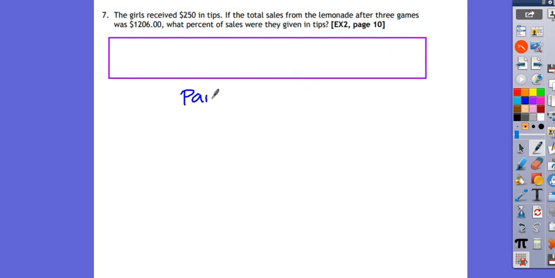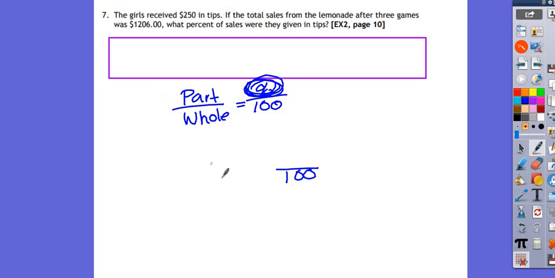So whenever I have my part over whole equals a percent over 100, they clearly say I'm looking for a percent, so I know I'm not going to have a number there. So setting up my fraction, I know it's over 100. So they had to have given me a part and a whole. Well, the whole amount that they made was $1,206. The part was $250 in tips.